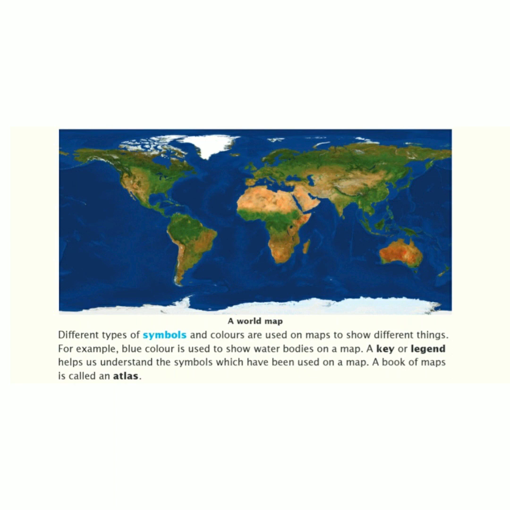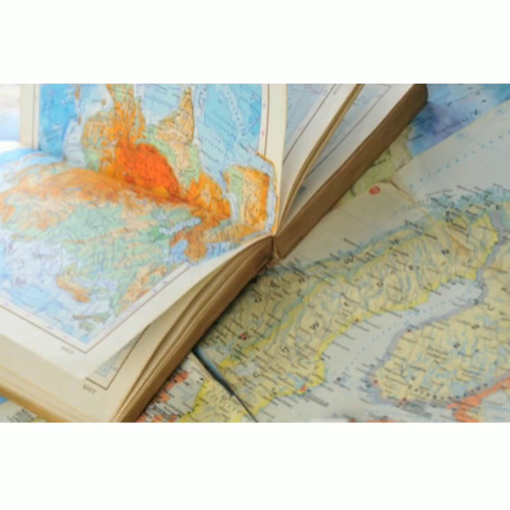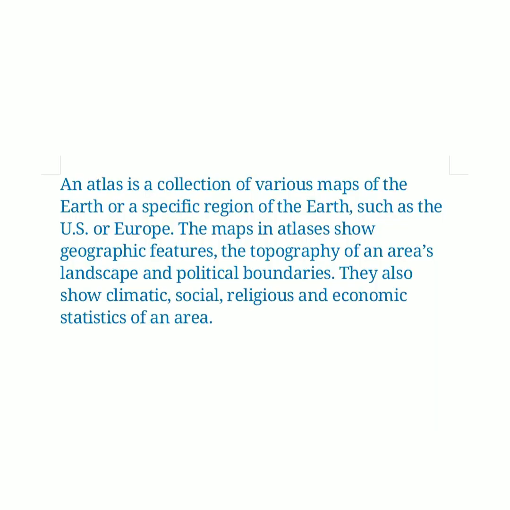A book of maps is called an atlas. So students, how does an atlas help us? An atlas is a collection of various maps of the earth or a specific region of the earth, such as the US or Europe. The maps in atlases show geographic features, the topography of an area's landscape, and political boundaries. They also show climatic, social, religious, and economic statistics of an area.